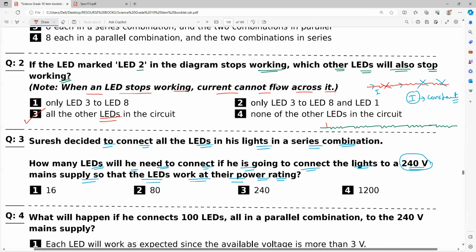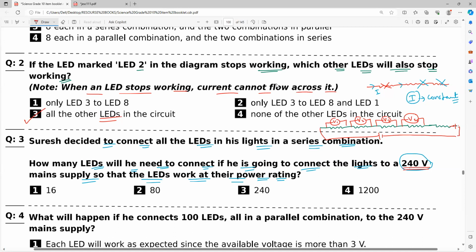So the voltage across this one, let me take V1, across this one V2, across this one V3, across this one V4. Which is equal to the total voltage. Yes or no? So now, here they are giving 240 volt as the total supplied voltage.